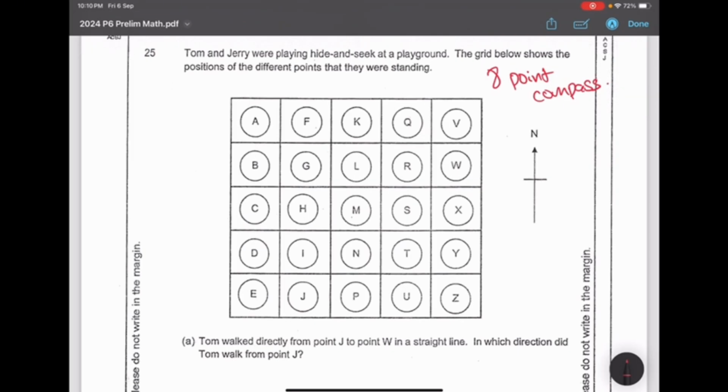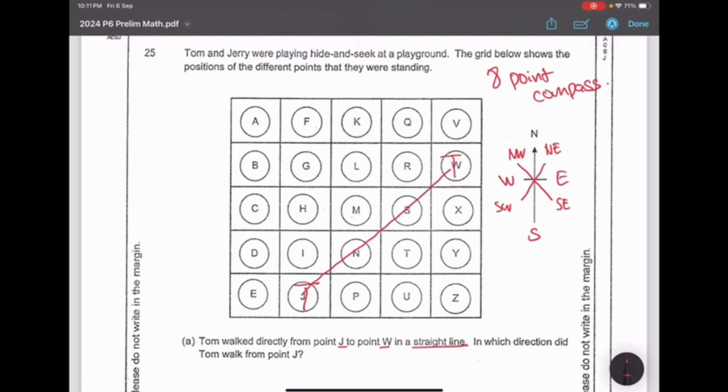Now let's look at A. Tom walked directly from point J all the way to point W in a straight line. So Tom started off over here and he walked straight directly to point W. In which direction did Tom walk from point J? So if this is north, this has to be south, east and west. Now we want to list out our diagonals as well. So this would be northeast, this would be southeast, this would be southwest and northwest.